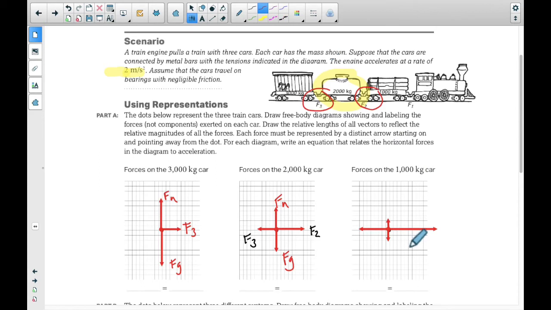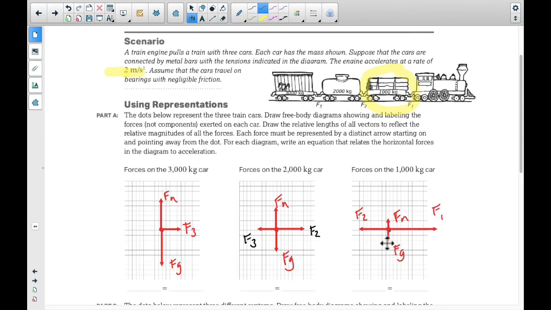All right, then our last free body diagram is focusing in on the 1,000 kilogram car. And so I'm focusing my attention here on this car. My force of gravity is smaller because this is 1,000. So this is 1,000, this is 2,000, this is 3,000. So this is smaller, then my normal force is going to go here. On my diagram, I have F sub 2 going to the left, and I have F sub 1 going to the right.